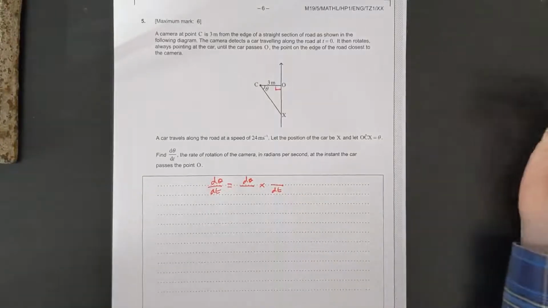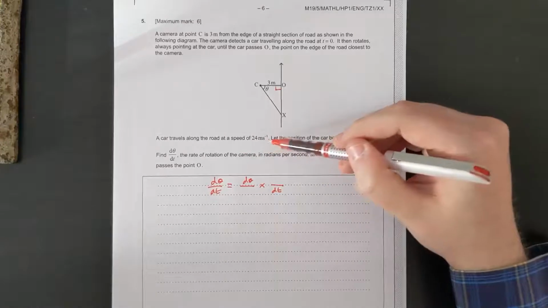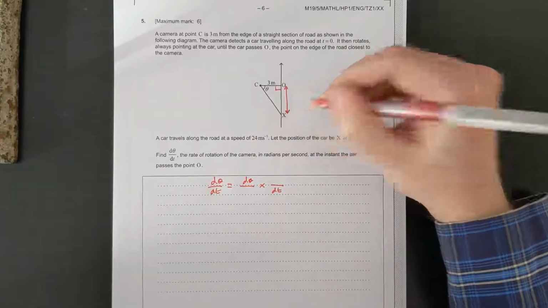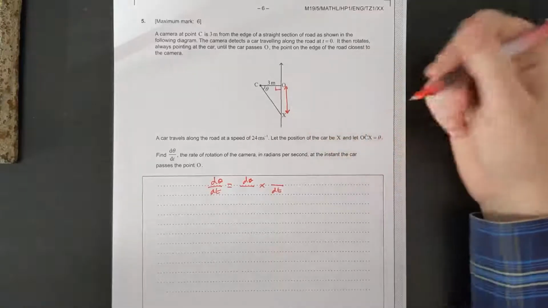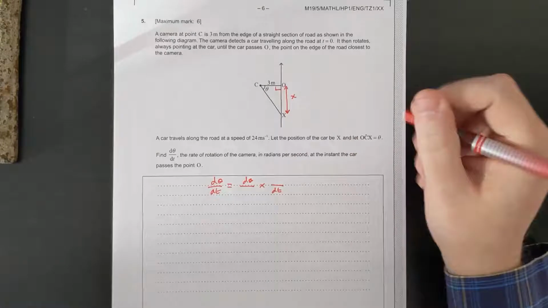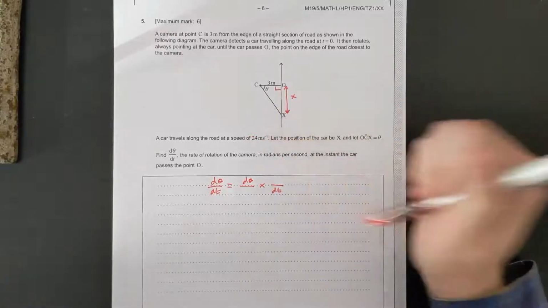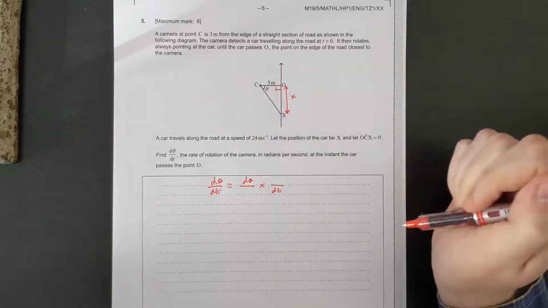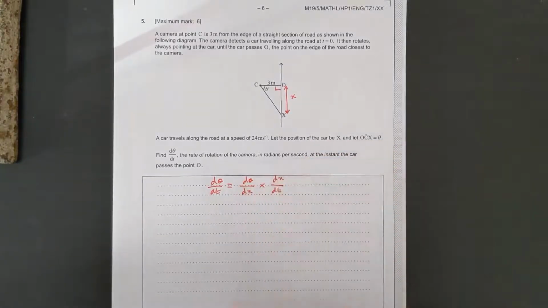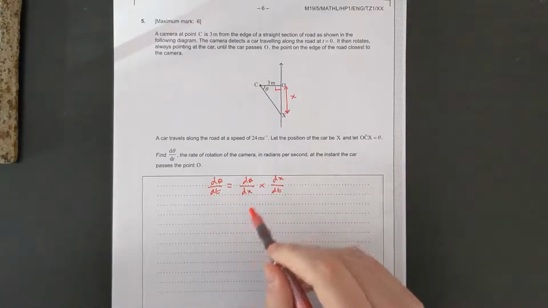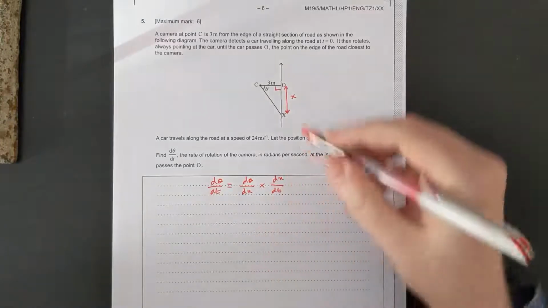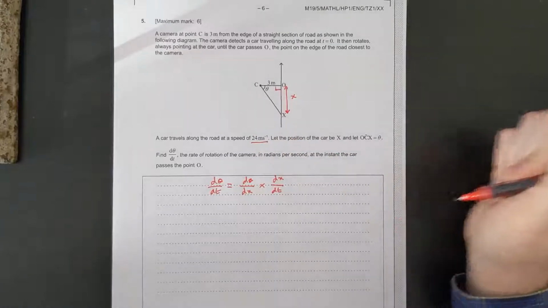And I look at the information that I'm given: the car travels along the road at a speed of 24 metres per second. That is the rate at which it covers this distance, OX, is 24 metres per second. So if I call that distance x, then I have dx/dt, change in x over change in time. And so if I fill in my variables using my chain rule, I have dθ/dt as dθ/dx times dx/dt.